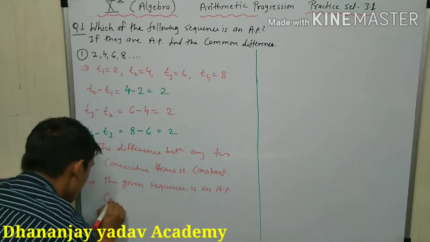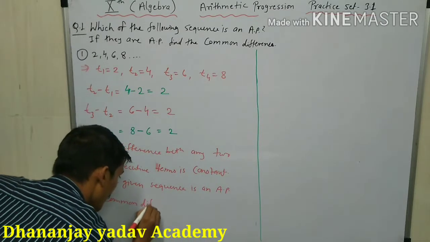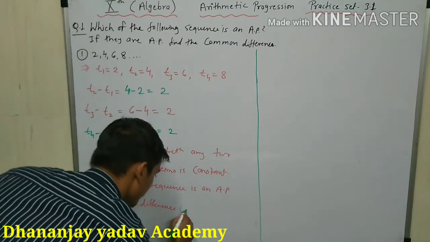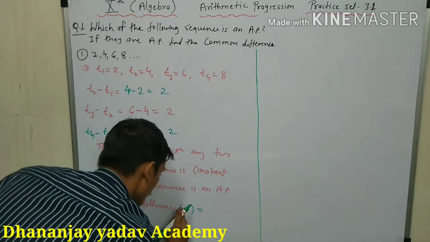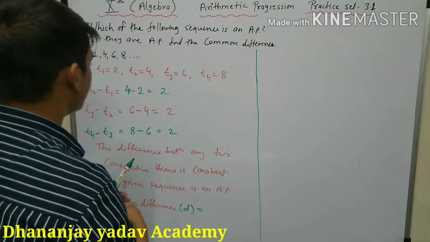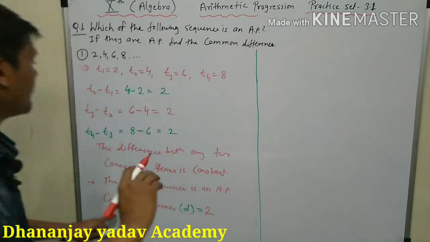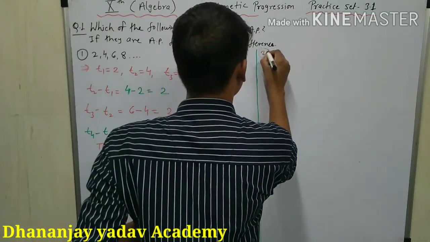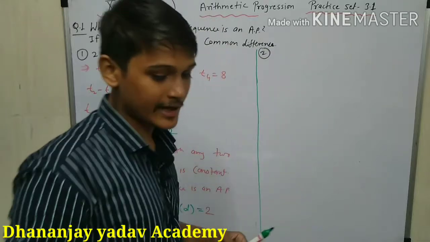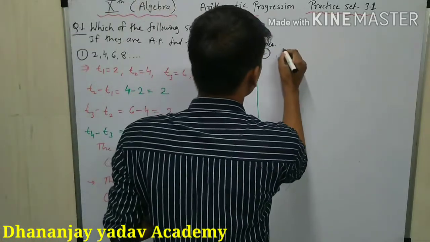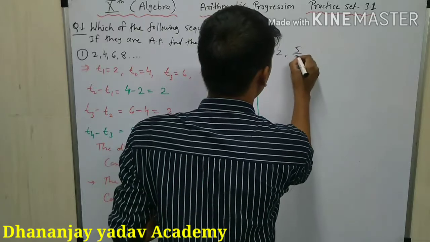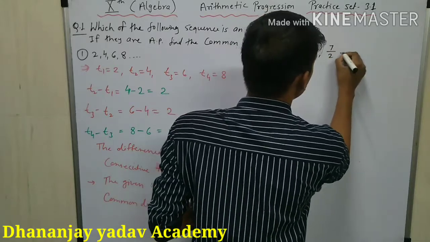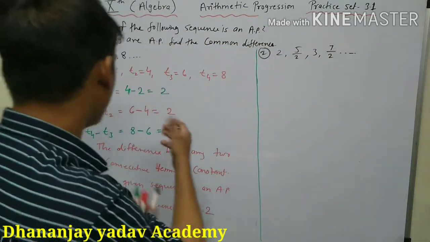Now, what is the common difference? The common difference, denoted by D, is equal to 2. Clear? Now the first question is solved. Now the second question. The second question is 2, 5 upon 2, 3, 7 upon 2, and so on. Understood? Now the same method we apply here.